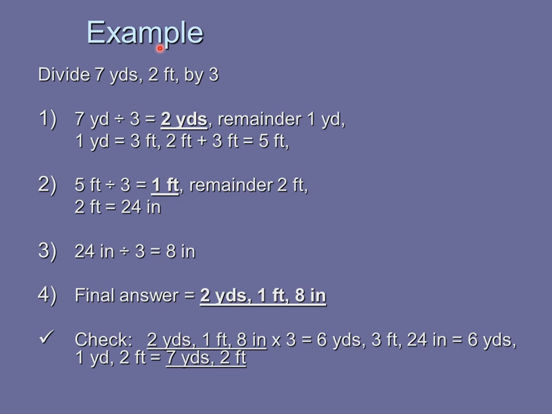So, 2 feet remainder, you convert that into inch, which is 24 inch. You divide 24 inch by 3, that makes it 8 inch. But if you look carefully, in the original question there was no inch. But after the division we got inch. That's possible as well. Because you had 2 feet remainder and you had to divide by 3. So that's why we converted 2 feet into inch and then we divided. That will make it 2 yard, 1 feet, 8 inch.